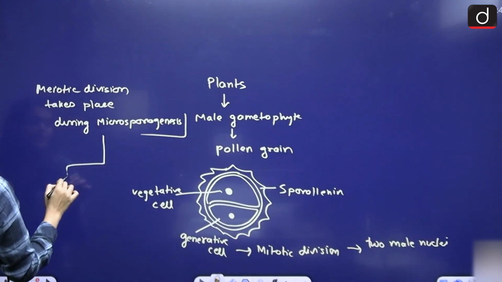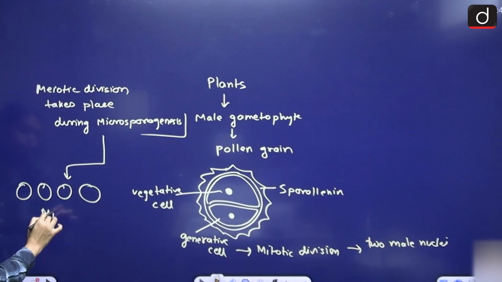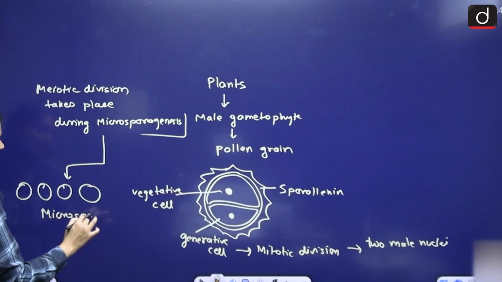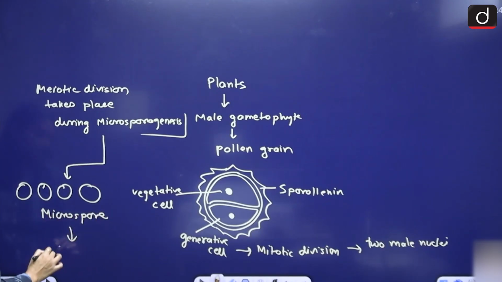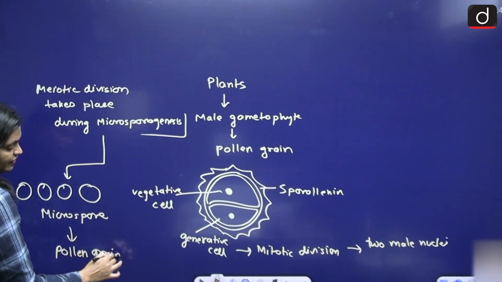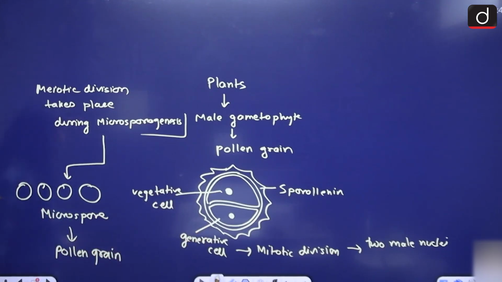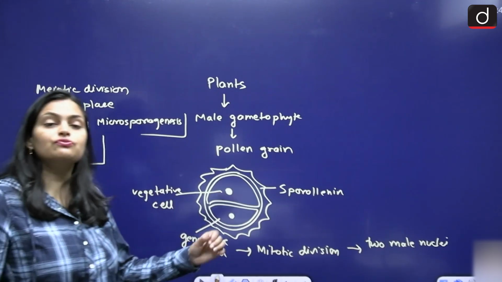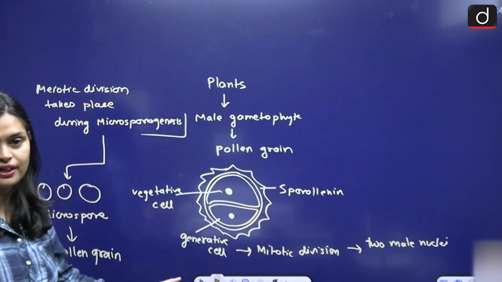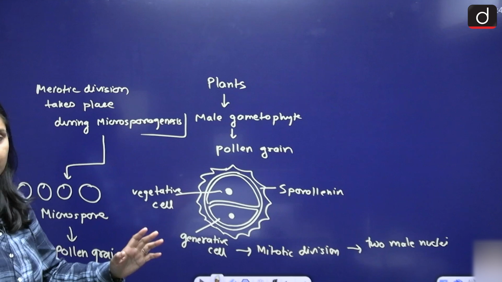microsporogenesis, with the help of meiosis, you will get 4 microspores, and these microspores ultimately convert into pollen grains. Now within this pollen grain you have 2 cells, vegetative and generative. Then this generative cell further undergoes mitotic division, and you will get 2 male nuclei. Clear?